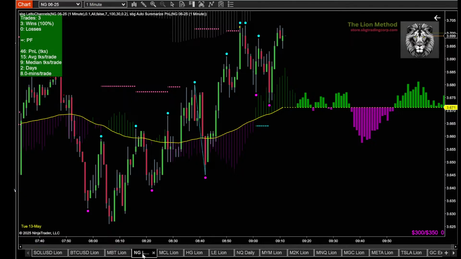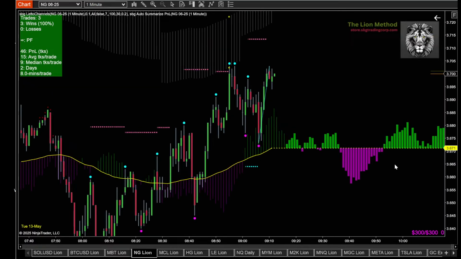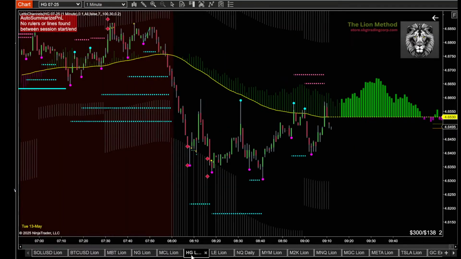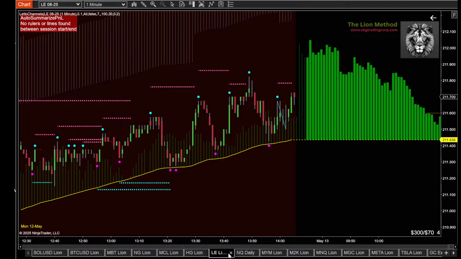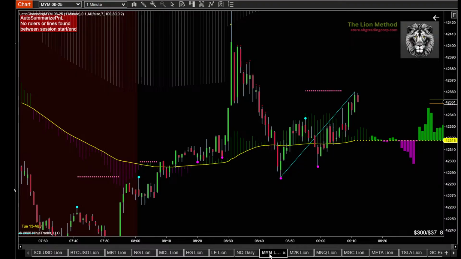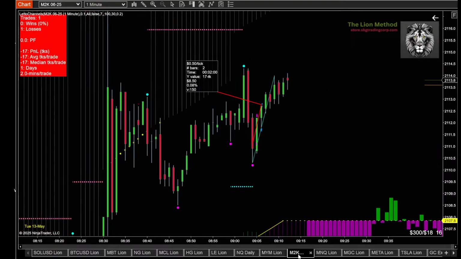All right, nat gas is putting in a little bit of a top here, huh? Could be a double top. We'll wait for the market to settle down. 9:11 in the morning. Keep an eye out for our trend trades too. They could be setting up.